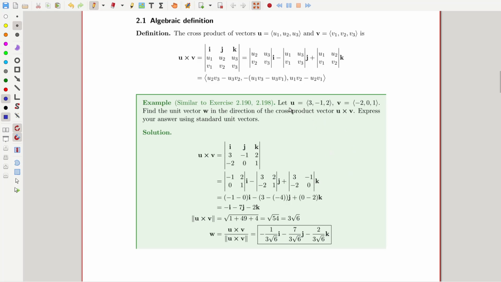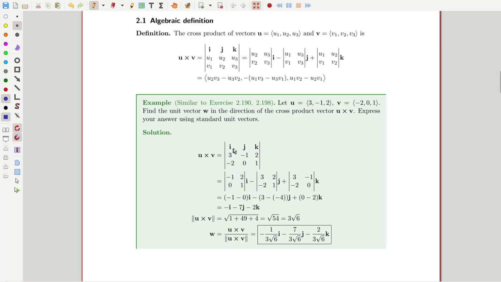Given specifically u is the vector ⟨3, -1, 2⟩ and v is the vector ⟨-2, 0, 1⟩, the problem asks us to find the unit vector, which it wants to call w, that is in the direction of the cross product. So first we just plug things into the determinant. We're taking a determinant, and so we get this, we cofactor expand.